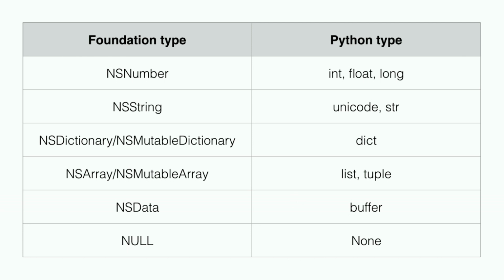This isn't an exhaustive list, but it gives you an idea that anytime a function needs an NSNumber, you can use one of the Python number types, and an NSString gets translated quite seamlessly to Python strings, usually to Unicode strings. NSDictionary, dict, pretty obvious what's going on here. NSData is a buffer, that's maybe not as obvious. And we already saw we could use None instead of nil in Objective-C.